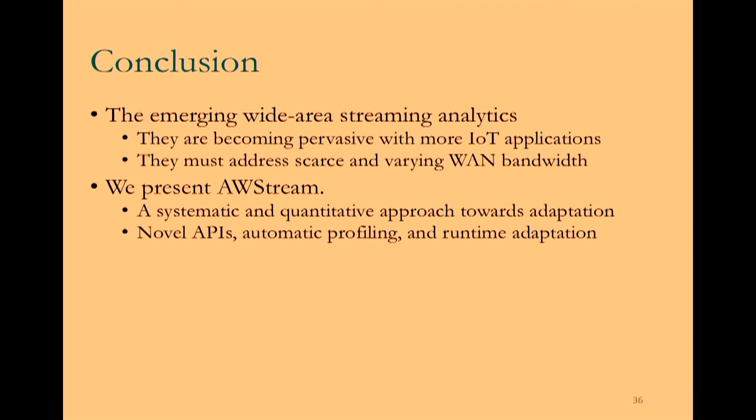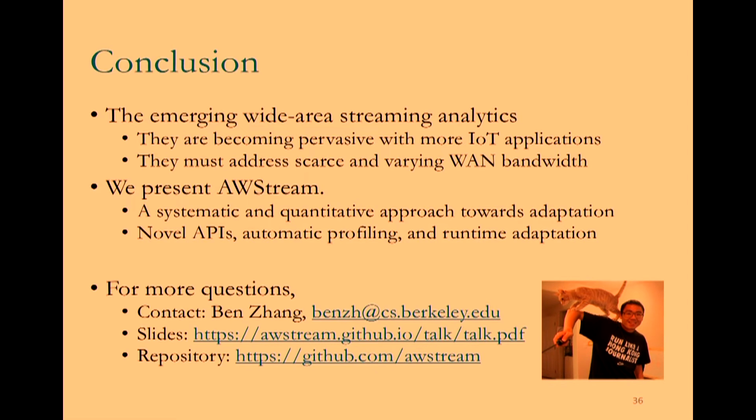So basically in this talk, we looked at the emerging wide area streaming analytics that are becoming pervasive with more IoT applications. These applications must address the scarce and varying WAN bandwidth. And in this talk, we discussed AWStream, which is a systematic and quantitative approach that includes novel APIs, automatic profiling, and runtime adaptation. Okay, so now if you have any simple questions, I can try to answer them.